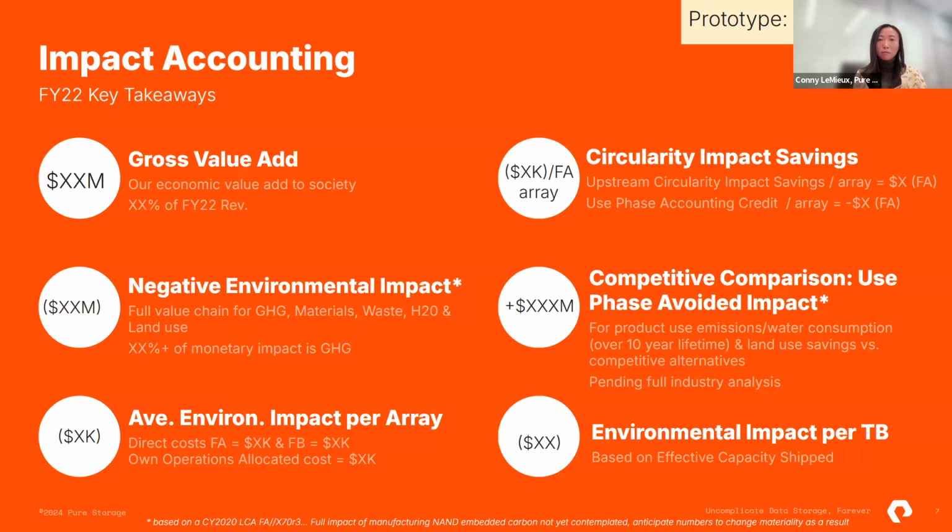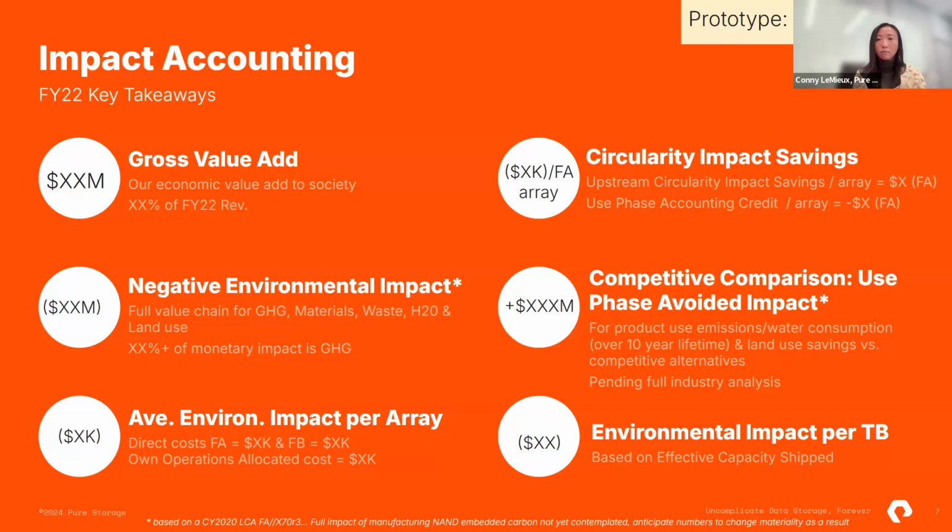And then we get it down to impact per array. So array is how we kind of report our data storage. And you can look at it by these different product families. I have product families, and we allocated our own operations so you can get a fully loaded view. And then we had circularity impact. I was sharing with you the circularity impact of our product, how we can call home. What does that look like?